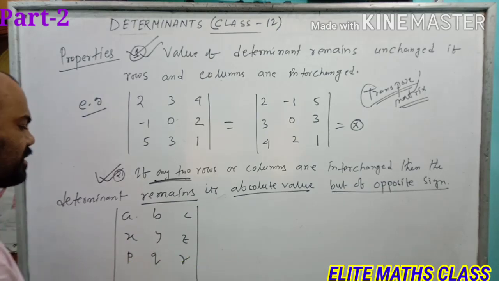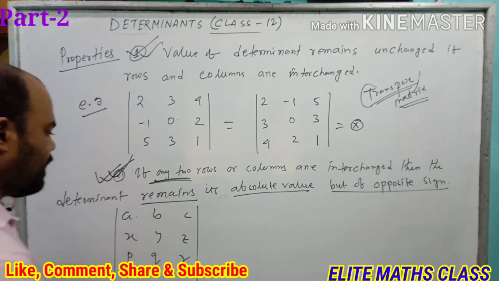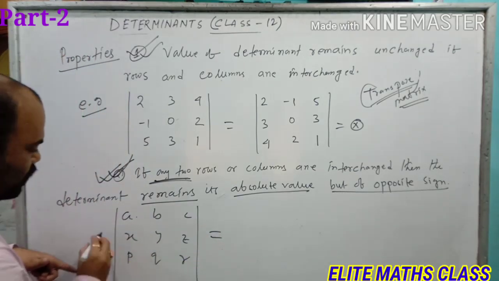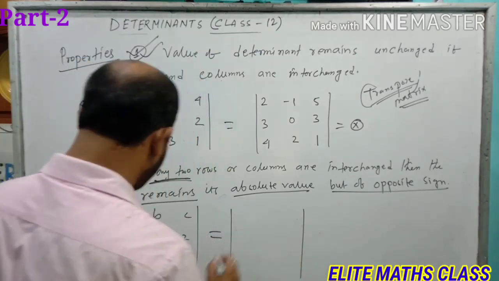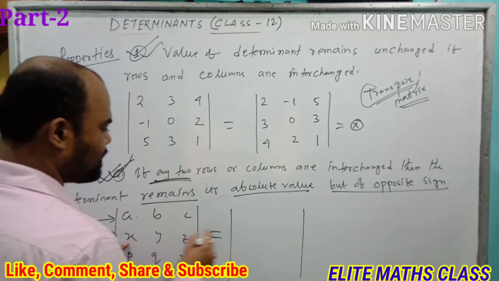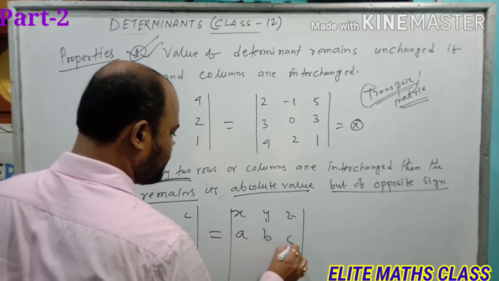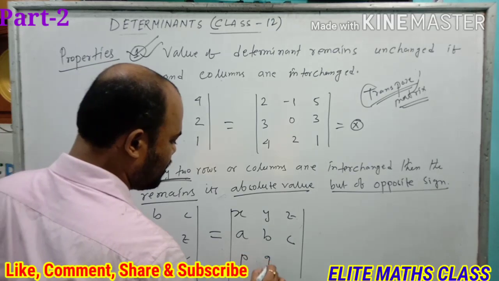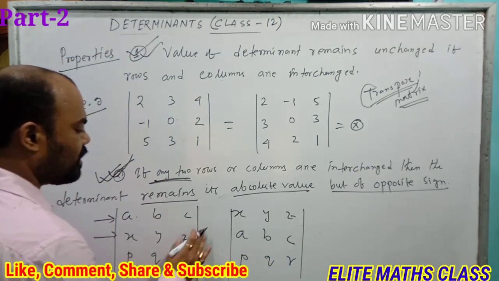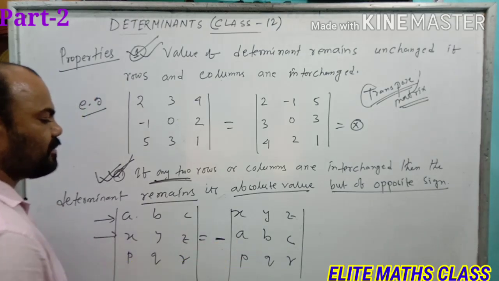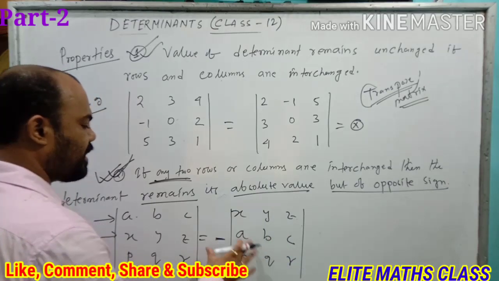This is a 3 by 3 determinant. Now what the second property says is that if you change any two rows, say we are changing the first row and the second row. So here the second row is XYZ, it will be the first row. The first row is ABC, it will be the second row. The third row is unchanged, PQR. What changes will be there? There will be a negative sign. Clear? If its value is say 10, it will be minus 10.